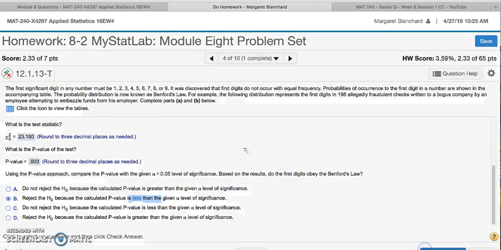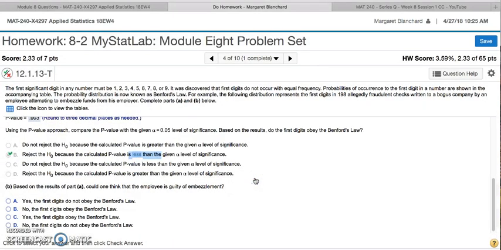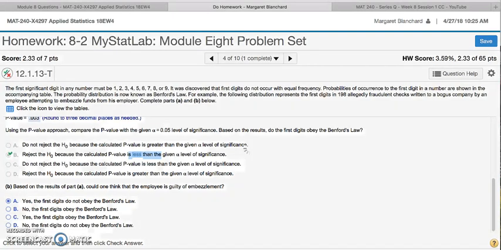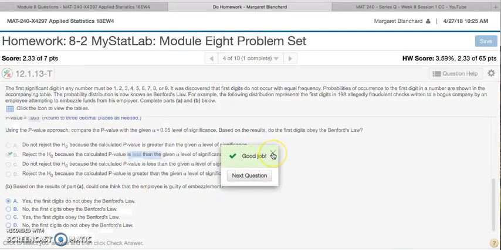So check answer. Well done. So what do we say to that? We say that they don't follow Benford's law. We would think that the employee might be guilty. So in that case, we say, yes, the first digits do not obey Benford's law. Check answer. Good job. So that's number 4.